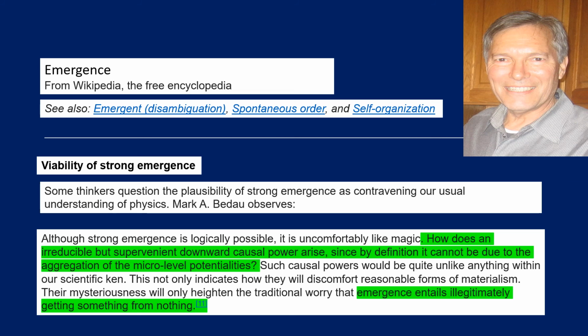How does an irreducible but subservient downward causal power arise, since by definition it cannot be due to the aggregation of micro-level potentialities? In other words, how can macroevolution find its way to being developed with microevolution? Basically, it cannot be through small successive modifications, as Darwin says. It just pops into reality, almost like magic, and microevolution cannot explain that. Such causal powers would be quite unlike anything within our scientific ken.